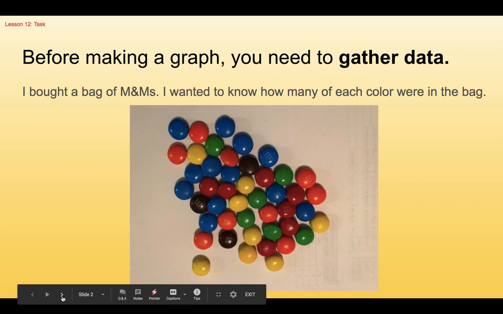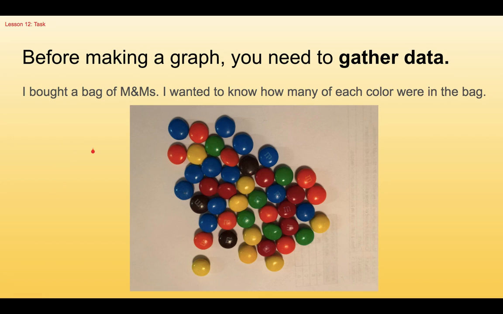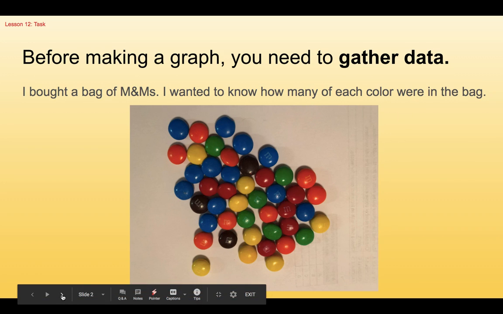Let's take a look at how we're going to collect our data today. So, I bought a bag of M&Ms and I wanted to know how many of each color were in the bag. So before making a graph of anything, you need to gather data. So I'm going to gather data about these M&Ms.